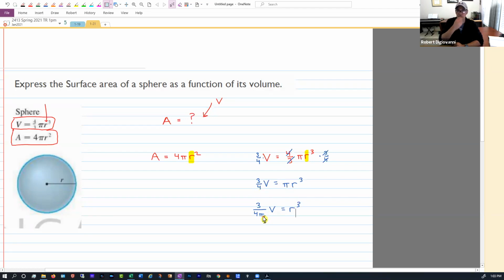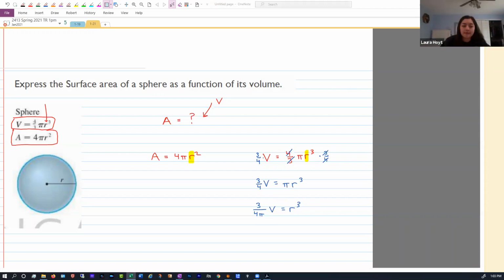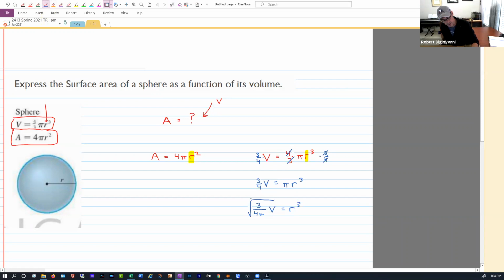And then what would be my last step? Let's see, how about Laura? Is Laura around today? I'm here. Laura, what do you think our last step here would be to get just r, not r cubed? You would take the cubic root of both sides? That's right. So we're just going to take the cube root on both sides. And when we do that, we'll get r. And then this is what we have. It's ugly, but that's what we have.